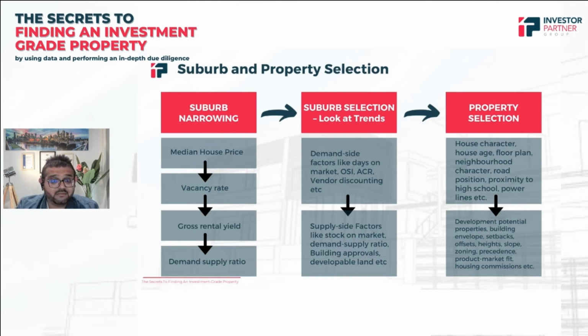The rental yield that you are aiming to achieve based on your strategy, and also understanding what the demand to supply ratio is. So how big is the demand? How small is the supply? And what supply demand ratio are you trying to achieve? Now, narrowing these indicators down, you would get a list of probably about 10 to 15 suburbs, sometimes even 5 suburbs, based on how strict you are in your suburb narrowing.